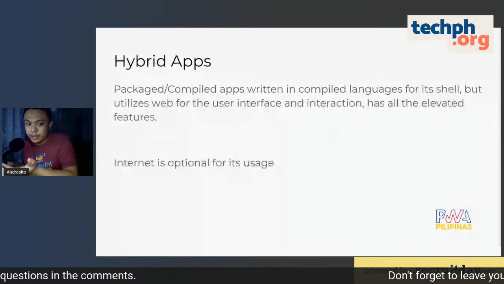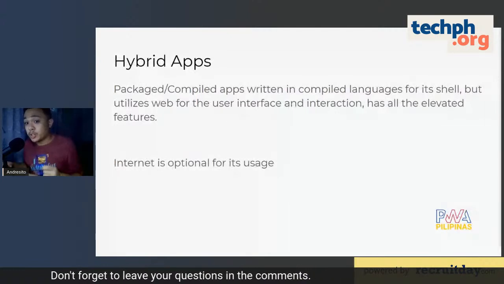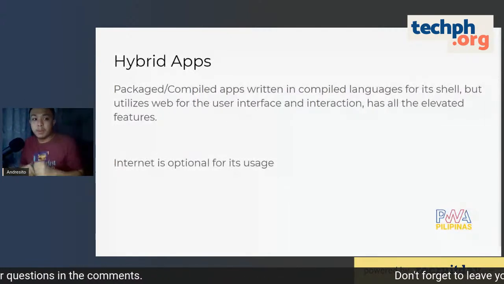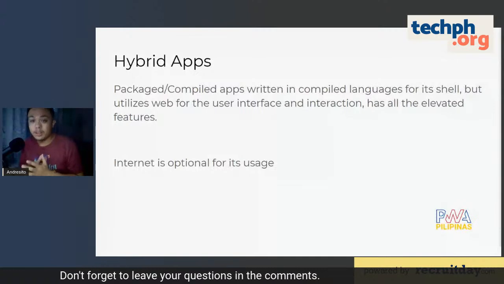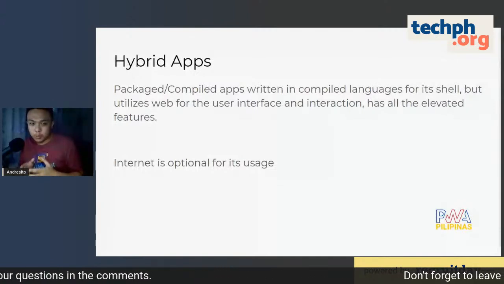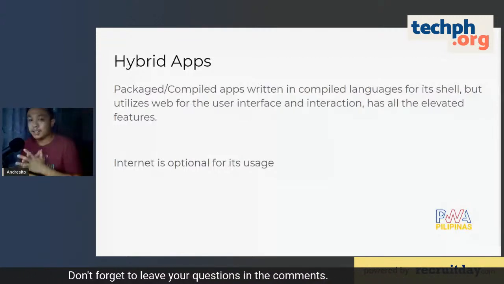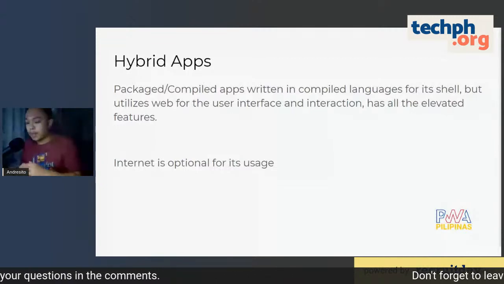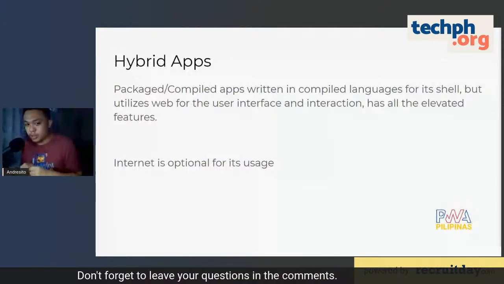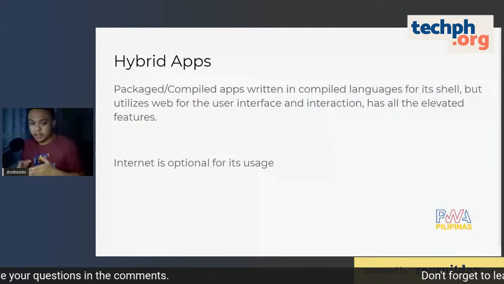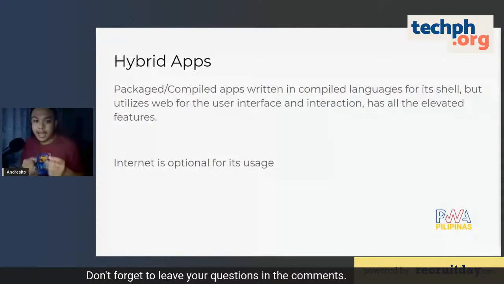So next is hybrid apps. So these are packaged and/or compiled apps that are written in a compiled language for its shell. So just the shell. But inside, it uses web for its user interface and interaction. But unlike what you typically know about web apps, it has elevated features that native has, like hardware access and more. And also, for some hybrid apps, internet is optional for you to use them, as the web interface is sometimes placed already on that app.